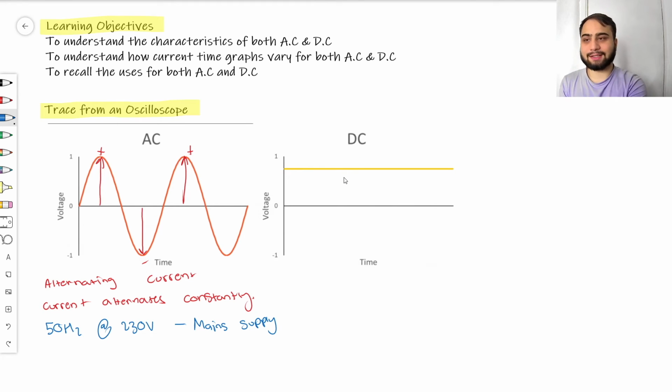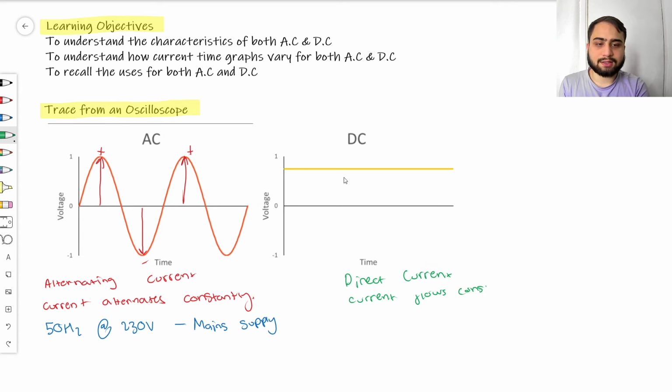DC current on the other hand stands for direct current. So this is when the current flows consistently in one direction. Right, the direction doesn't switch, and that's represented by the fact that it's a straight line in one axis. It's positive. It can also be negative, but all you need to know is that a DC current stays in one direction. So actually, let's highlight titles. So AC, alternating current, DC, direct current.